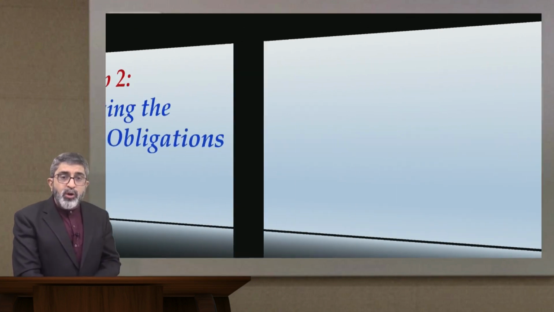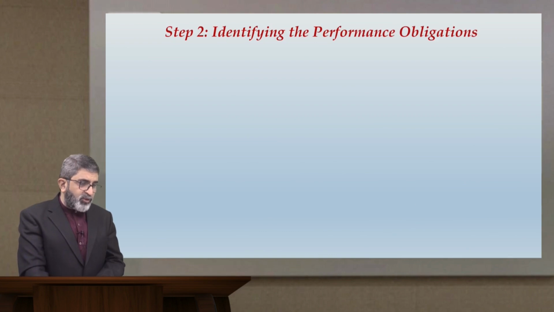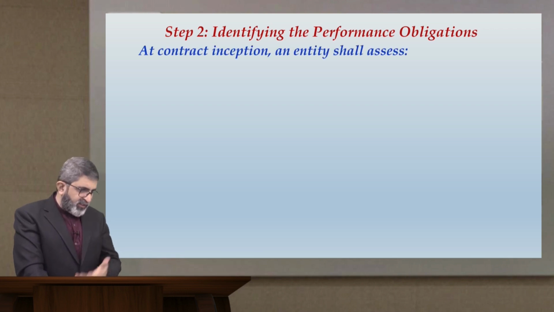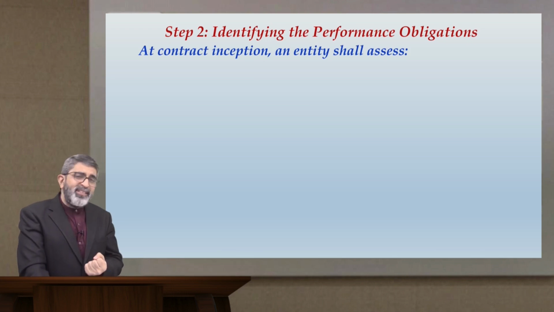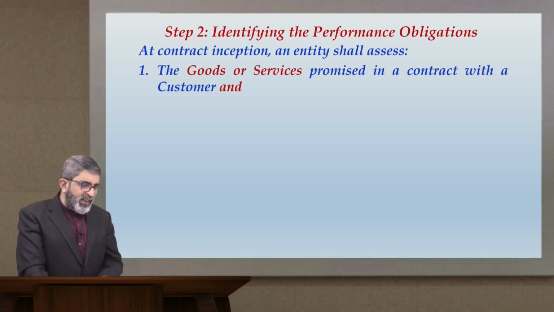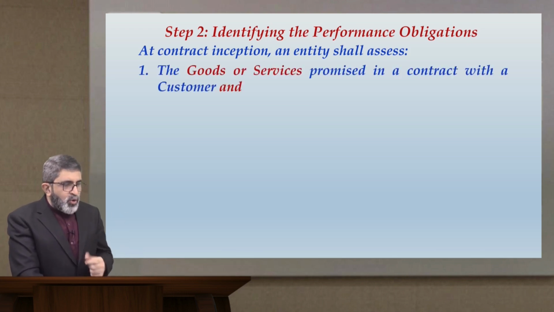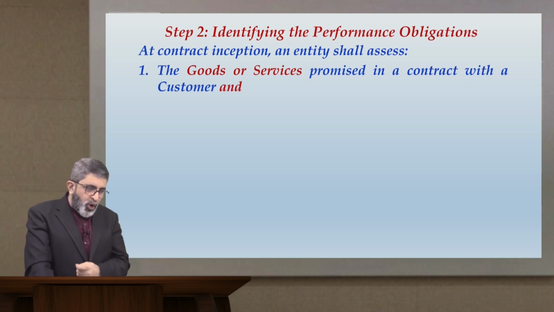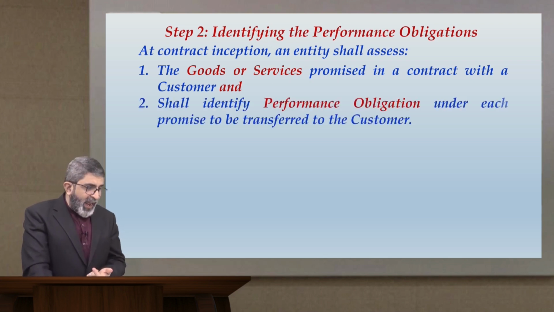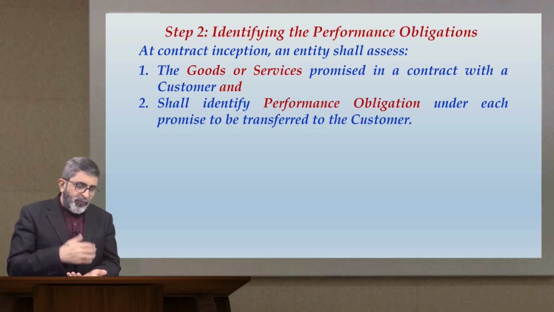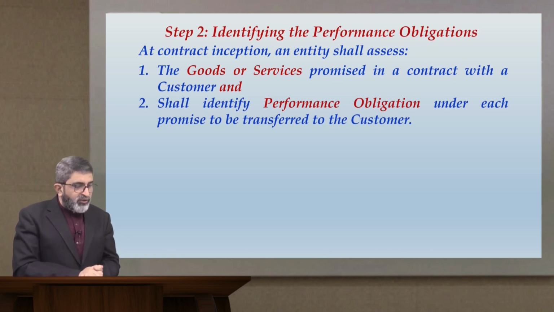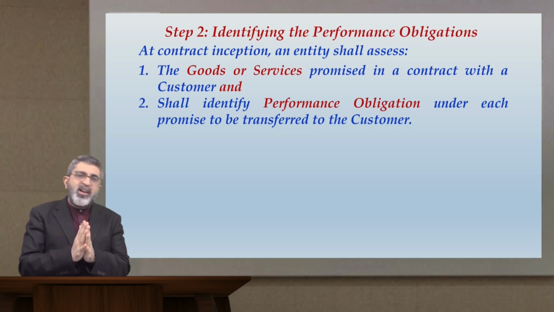Let us now go into deeper aspects of this second step. So you would have written this heading, step 2, identifying performance obligations. A contract at the point of its inception will require an entity to assess, number 1, goods or services promised in a contract with a customer, and shall identify the performance obligation under each promise to be transferred to the customer.